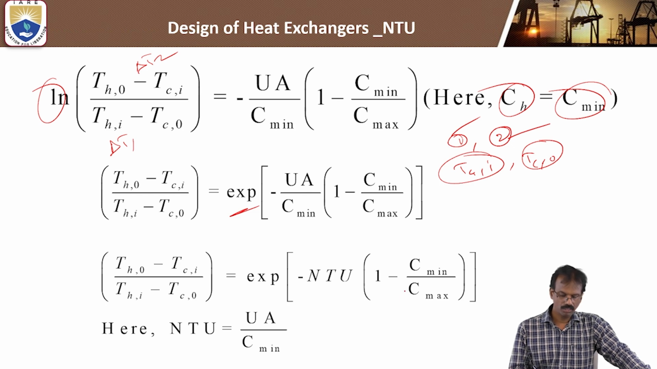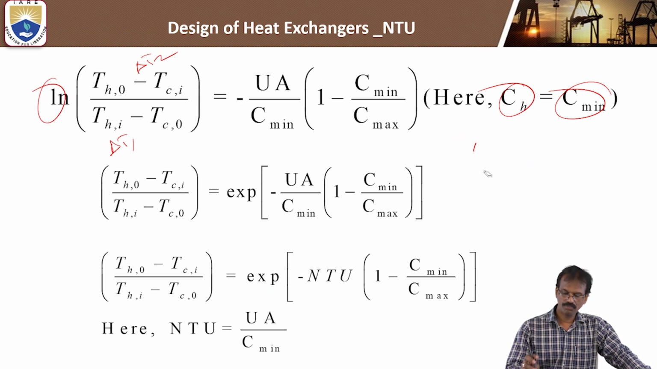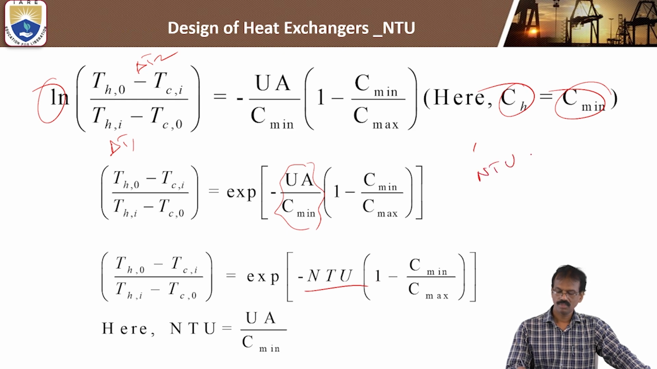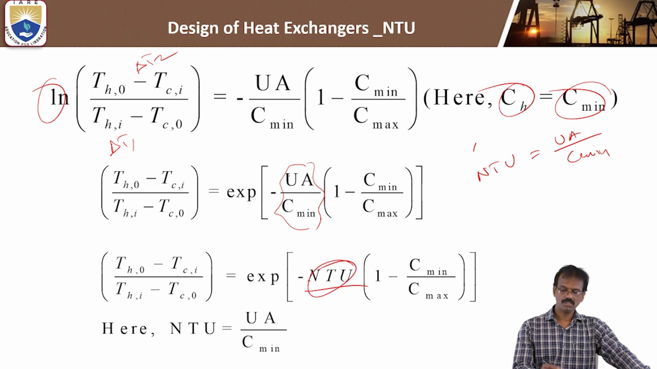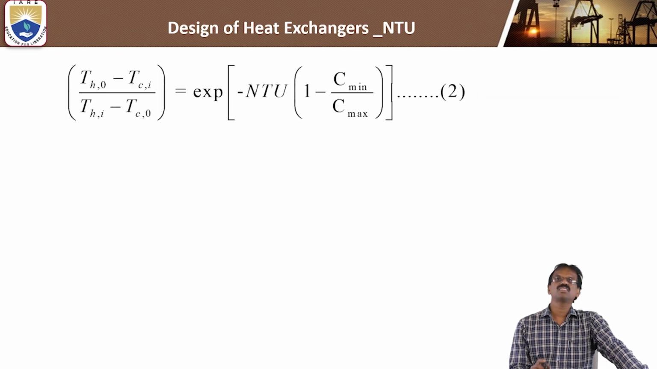So this is the equation, you know this one. It is the same, but in place of UA by C minimum, you can write NTU, because NTU is equal to UA by C minimum. Then the expression is like this: (THo minus TCi) by (THi minus TCo) is equal to exponential of minus NTU into (1 minus C minimum by C maximum).